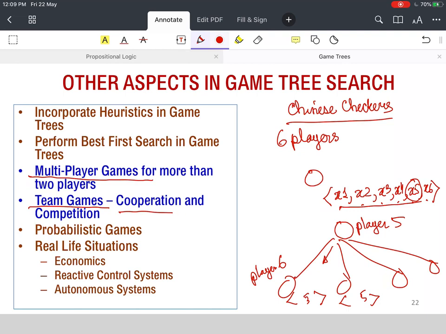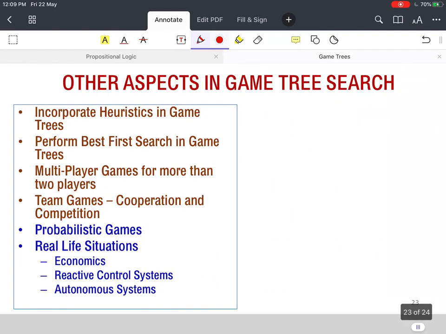Then we have team games. In team games, we may have 4 players and 2 teams, and each player will play in such a way that they are gaining for the team. There will be individual player values, and there will also be a consolidated team value. So a player will not only try to improve his or her own situation, but will also try to improve his or her teammate's situation, and create more difficulty and reduce the chances of winning of the opponents.